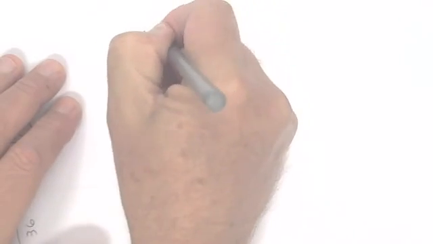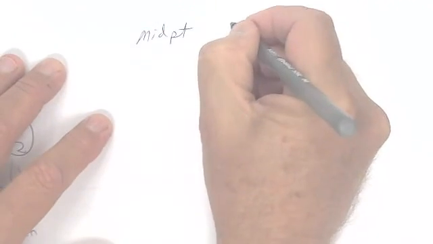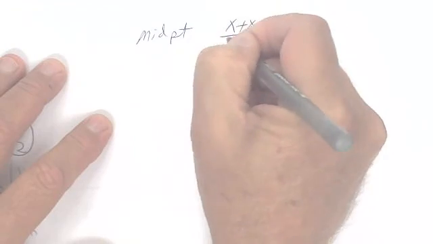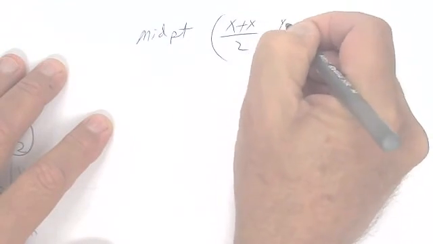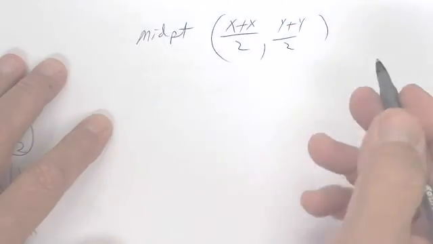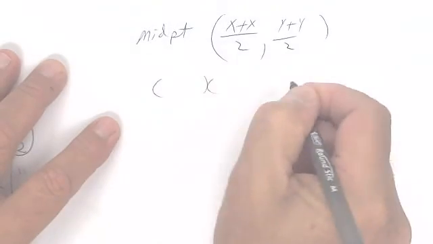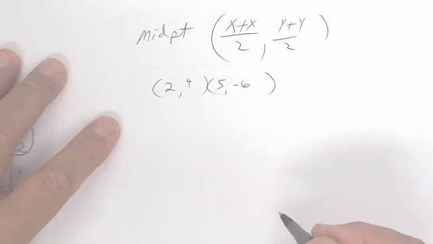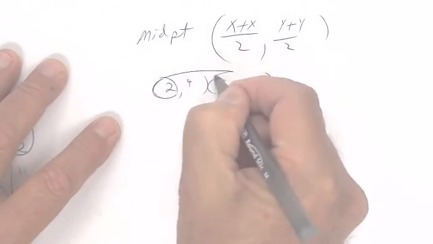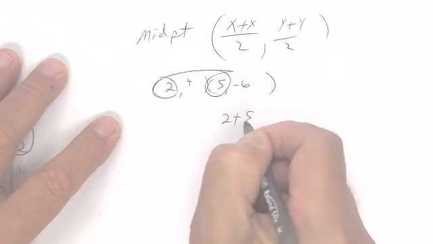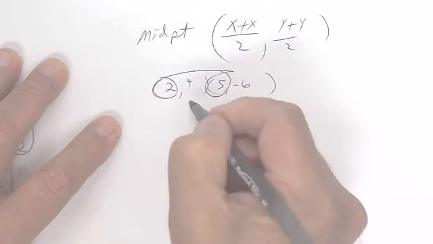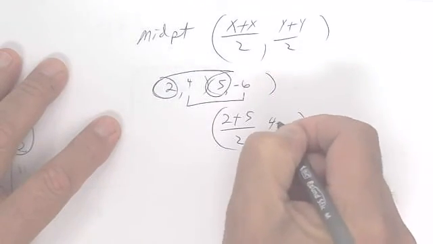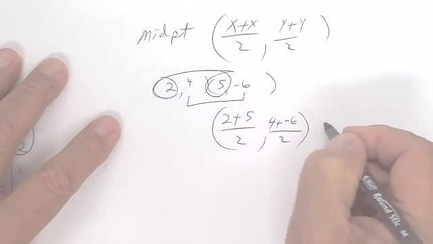All right, let's finish this up. Midpoint. Midpoint, you add up the x's and divide by 2. It's halfway. You add up the y's and divide by 2. Doesn't matter which one, okay? So copy this down. Put 2, 4, and 5 and -6. So you're going to add up your x's. So put 2 plus 5 divided by 2. And then you're going to add up your y's. 4 plus a -6 divided by 2.